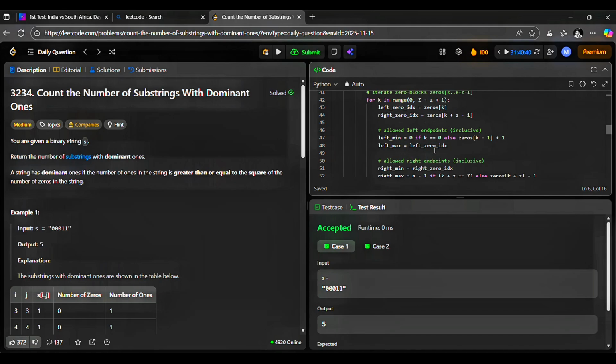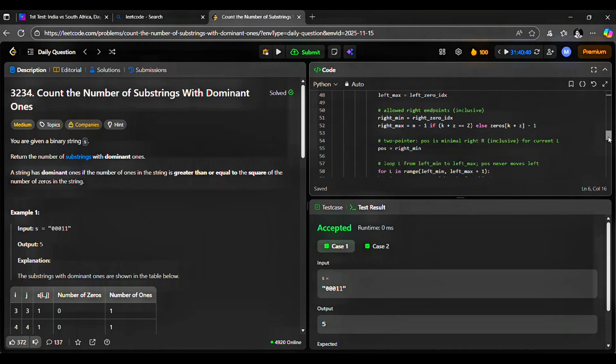After that we determine the allowed right boundary, from line number 52. Here a valid substring end R must be after the last zero of this block and before the next zero. So R ranges between right min and right max.